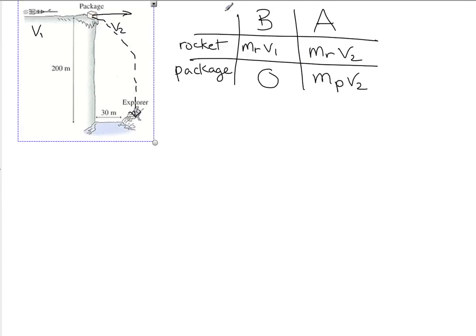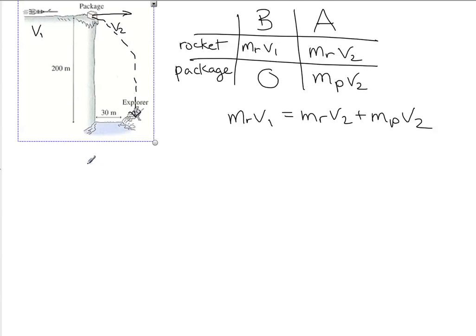So we do our conservation of momentum. We find out that the mass of the rocket times velocity v1 is equal to m_r v2 plus m_p v2. So now if we only knew what v2 was, we could figure out what v1 is. And finding out v2 comes from the spaghetti water problem.